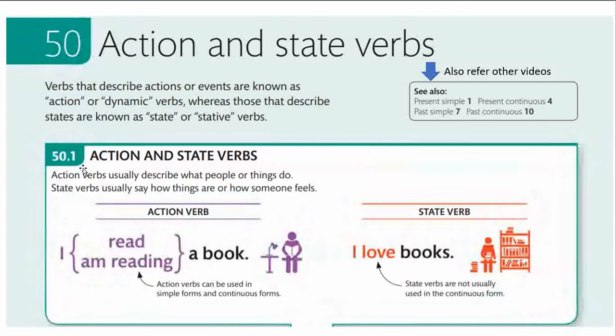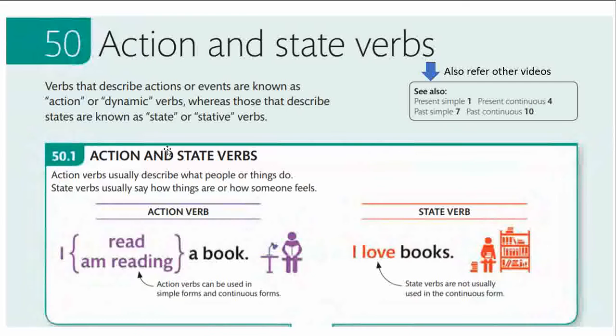The first pointer that we have is regarding the action and state verbs, and we'll establish the difference between the two right away. Action verbs usually describe what people or things do. So that means these words show a certain kind of action. We know them as action words. For example, I read a book. I am reading a book. And one interesting fact about the action word is that you can change it to a continuous form. Action verbs can be used in simple form and continuous form.